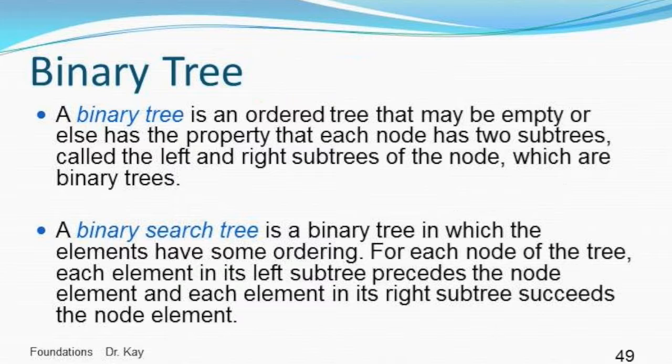Finally, 2 more definitions. A binary tree is an ordered tree that may be empty, or else each node has 2 subtrees, and we'll call them the left and the right subtrees of the node, and each of those subtrees is also a binary tree. And if we have a binary search tree, then we've got a binary tree in which the elements actually have an ordering. So for each node of the tree, each element in its left subtree precedes the node element, and each element in its right subtree succeeds its node element. And hopefully this is very familiar to you, but if it's not, take a look at the book.